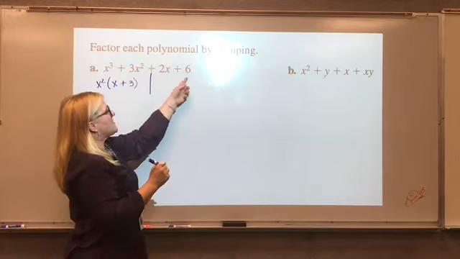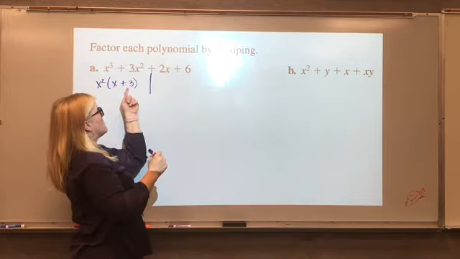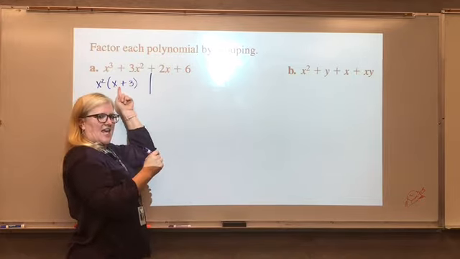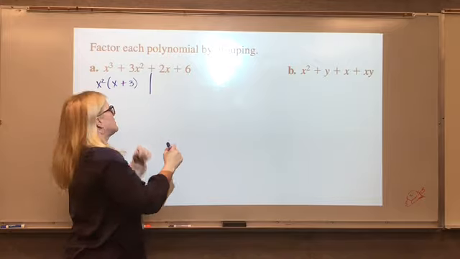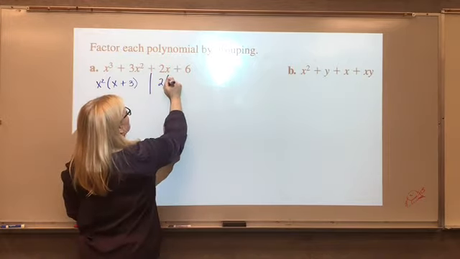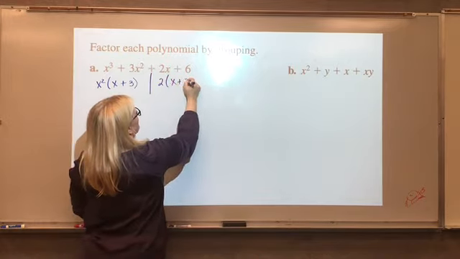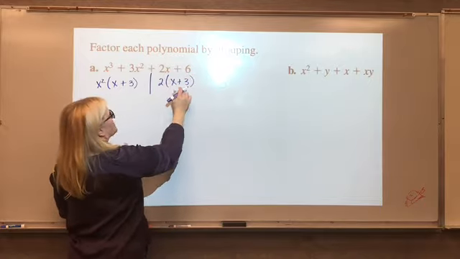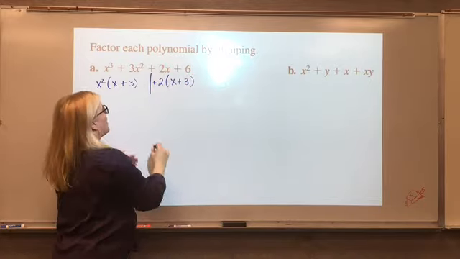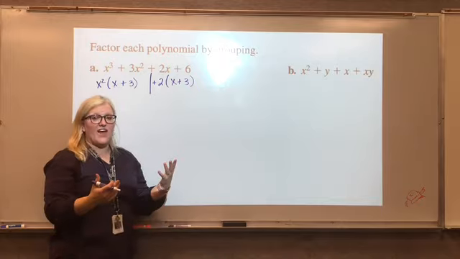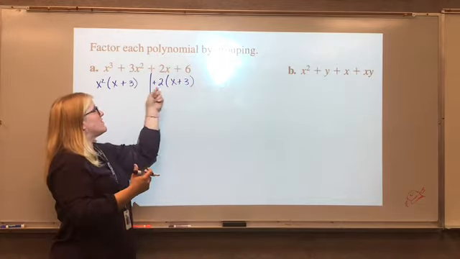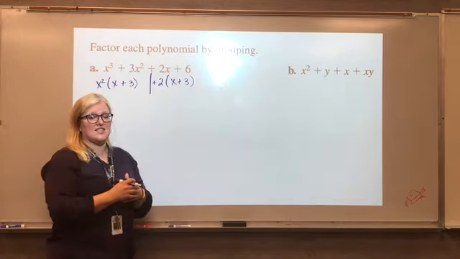Now what I'm wanting over here is the same group that I have here. And can I get it? 2 times, if I pull out a 2, I get 2 times x plus 3. This is a positive 2. And I can. So I can factor this because I have x plus 3 is the same, okay?